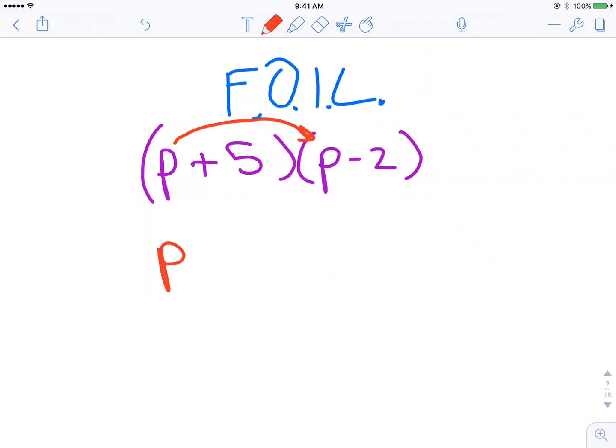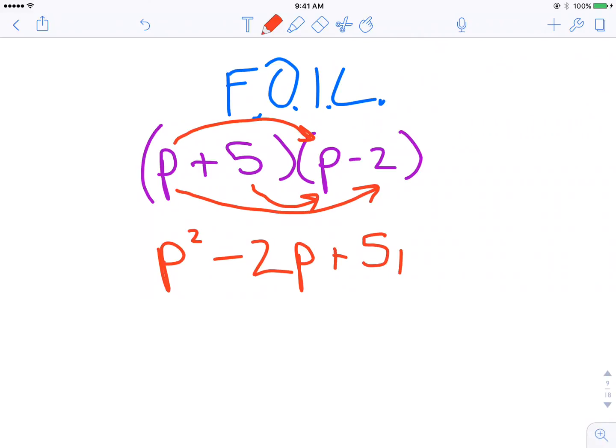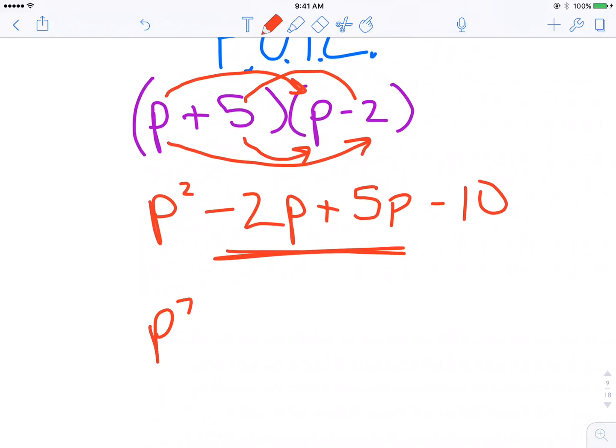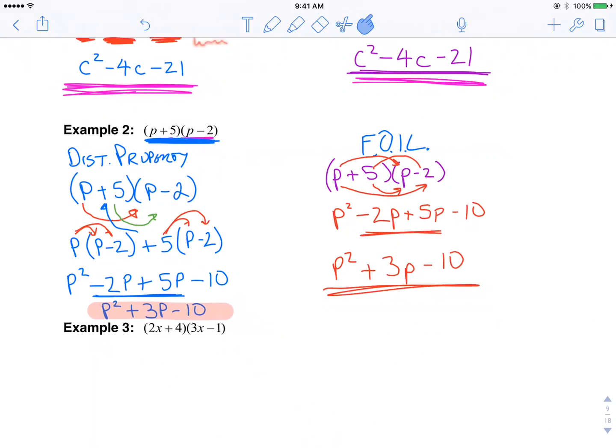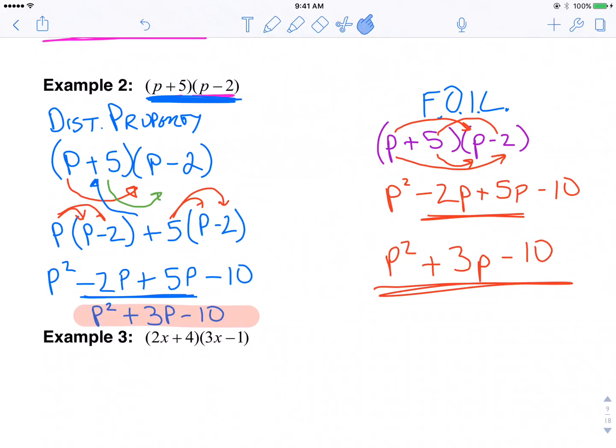P times p is going to give me p squared. My outside two terms outside of each bracket, p times minus 2 is minus 2p. Inside two terms, 5 times p is 5p. And then the last two terms, 5 times minus 2 is minus 10. And again, combining like terms, I'm going to go p squared plus 3p minus 10. And there's that binomial expanded and simplified. So two ways to expand and simplify binomials, one using distributive property, the other using FOIL.